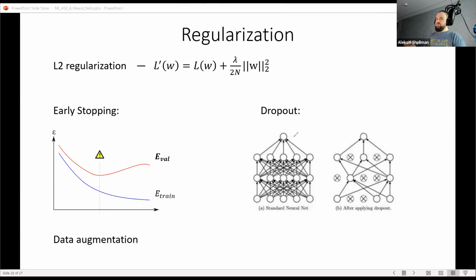There's also at some point has been a method called drop connect.